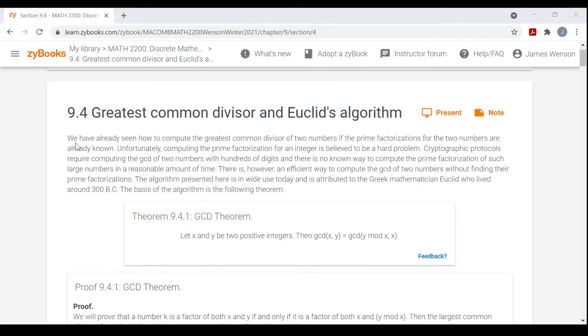As they say here, you've already seen how to compute the greatest common divisor of two numbers if the prime factorizations for those two numbers are already known. And then it goes on saying, unfortunately, computing the prime factorization for an integer is sometimes a hard problem, especially for much larger integers. I'll let you read the rest of this.